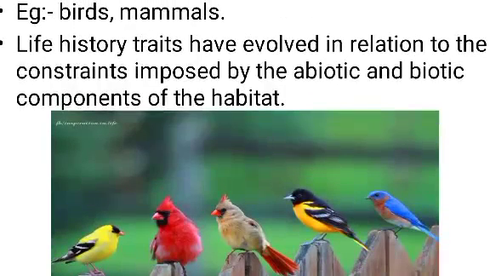Okay, so the life history traits have evolved in relation to the constraints which are imposed by the abiotic and biotic components of the habitat. Okay, so constraints means what? The restrictions. So even though various restrictions are imposed by the abiotic and biotic components of the habitat, such life history traits have evolved in different organisms by which they are able to survive and reproduce in their habitat. Okay.